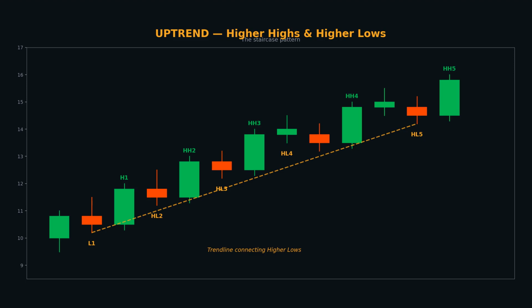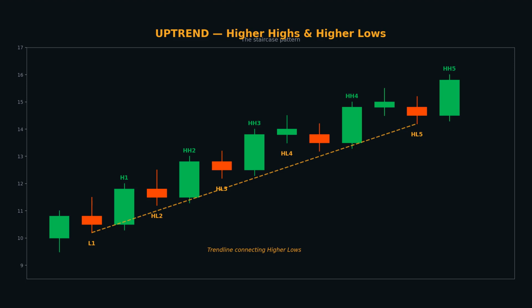Now here's something critical that beginners miss. An uptrend doesn't mean price goes straight up. It doesn't move in a straight line. It moves in waves. Up, pullback, up, pullback. Those pullbacks scare a lot of new traders. They see price drop for a day or two and they panic. They think the trend is over. But as long as price makes a higher low, the trend is alive.